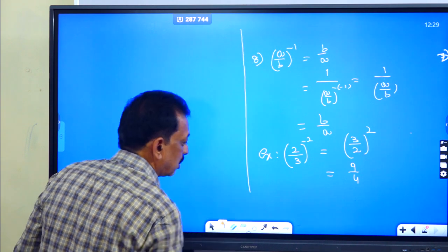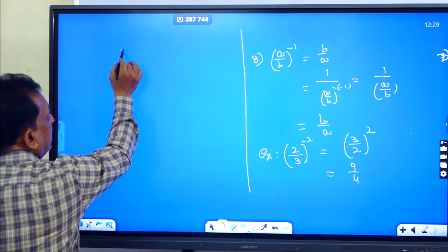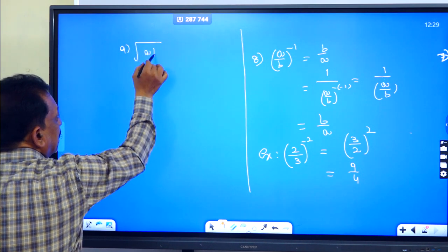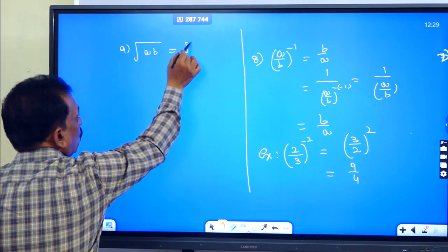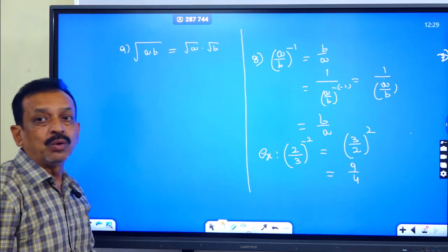Next one. Coming to the ninth. Square root of a into b can be written as root a into root b.